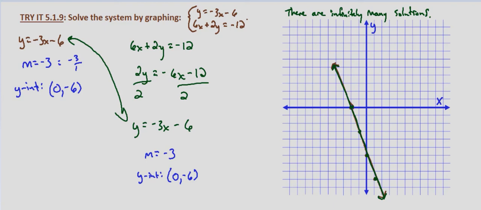Different coefficients, algebraically manipulated to where variables are on one side or on both sides, but when we put them into slope-intercept form, we end up with the same exact equation. That tells us that these represent the same line, and therefore there are infinitely many solutions. Any point that falls on this line is going to be a solution to both equations.